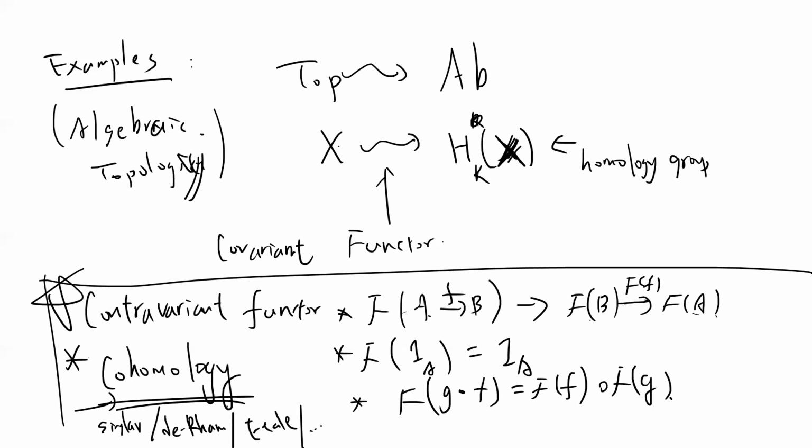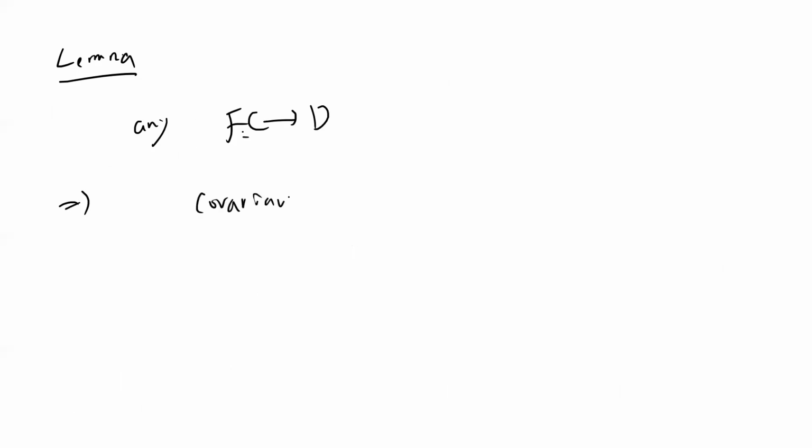Okay, and finally, let me just mention small results. Let's call it a lemma. So this says that if you have any contravariant functor from C to D, you can easily change the direction. So it tells you that any contravariant functor must correspond to a covariant functor, if you just take the opposite category.